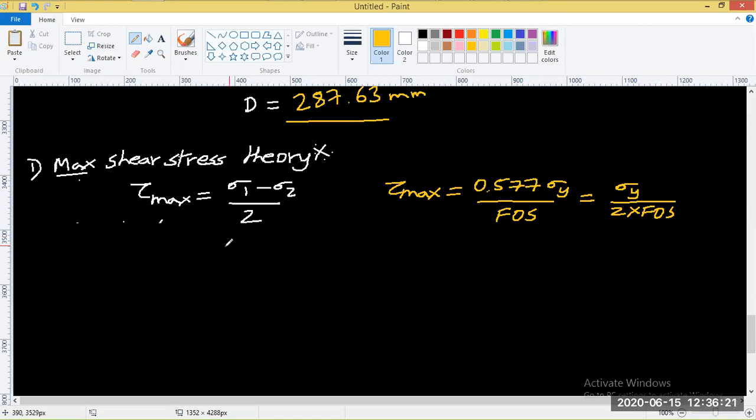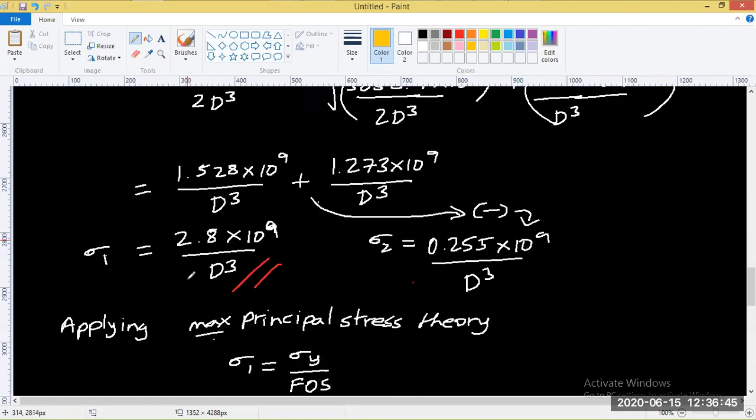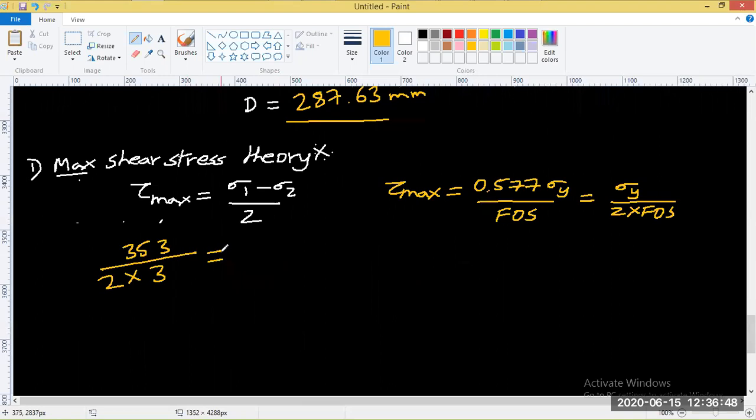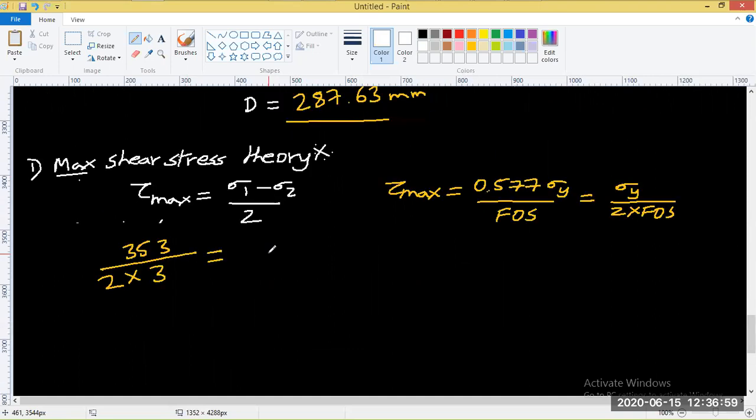So let's do that using this equation here. Sigma y, we knew it on the LHS. I'm writing the LHS now. So sigma y was 353 divided by 2 into factor of safety, which was 3. So that is equal to sigma 1. Now for sigma 1, don't just plug in the diameter and find out. You need to take this value here, 2.8 into 10 power 9 by d cube. So we are finding the diameter according to various theories of failure. So let's write 2.8 into 10 power 9 divided by d cube.